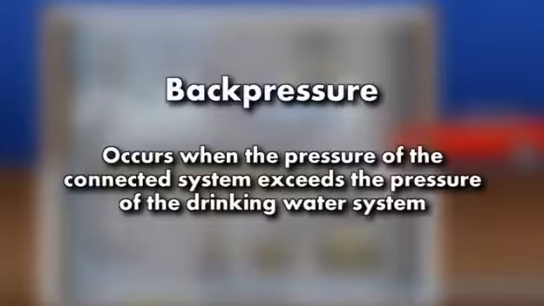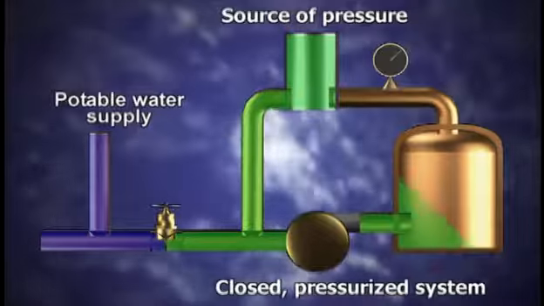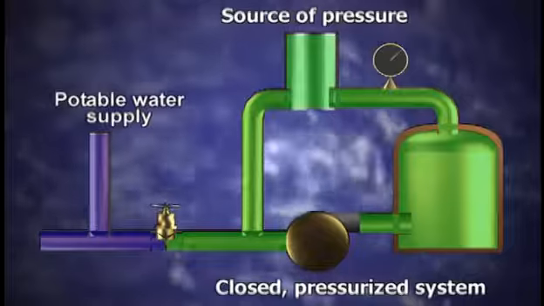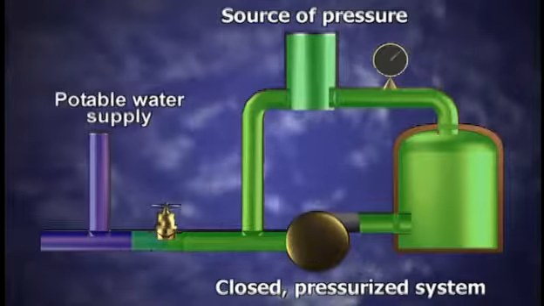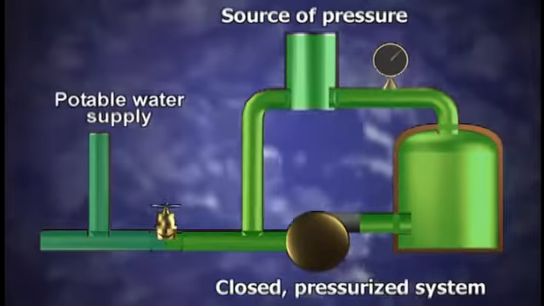As you can see, back pressure occurs when the pressure of the connected system exceeds the pressure of the drinking water system. The higher pressure could force the water to reverse its normal flow, allowing contamination in the drinking water system.